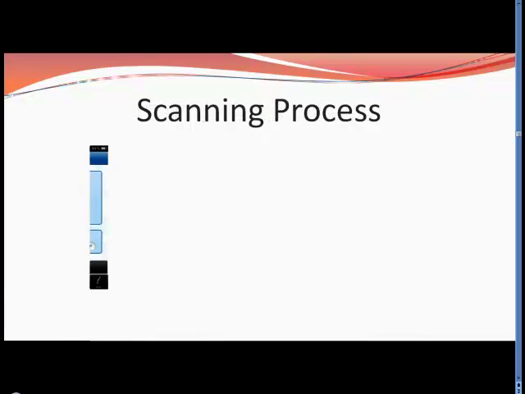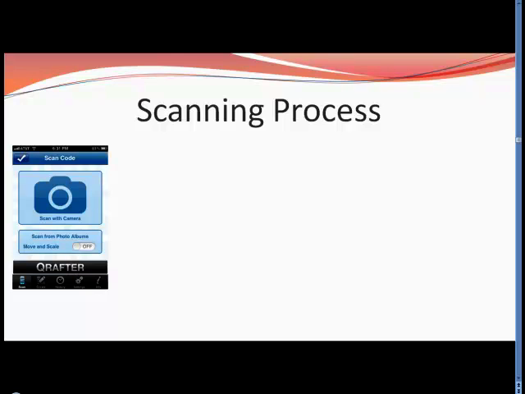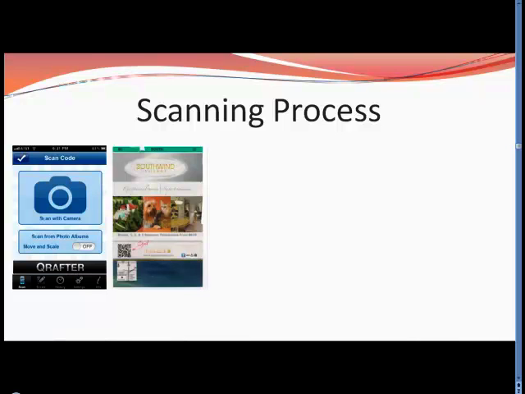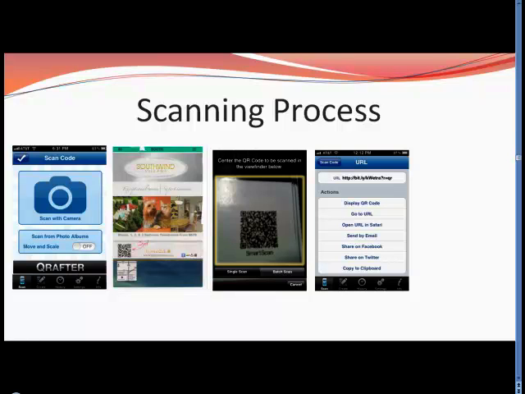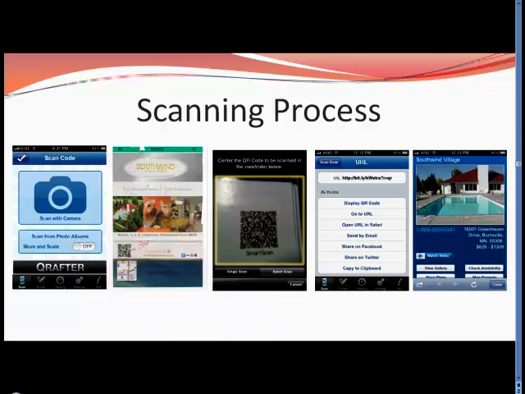In my example of a scanning process, I use Crafter, a code reader application for an iPhone. You locate the QR code and then you select Scan. You position the QR code in the code reader. The code reader automatically presents you with several options, and in this case I selected Go to URL, and on your screen you see a good example of a mobile-friendly website for an apartment complex.